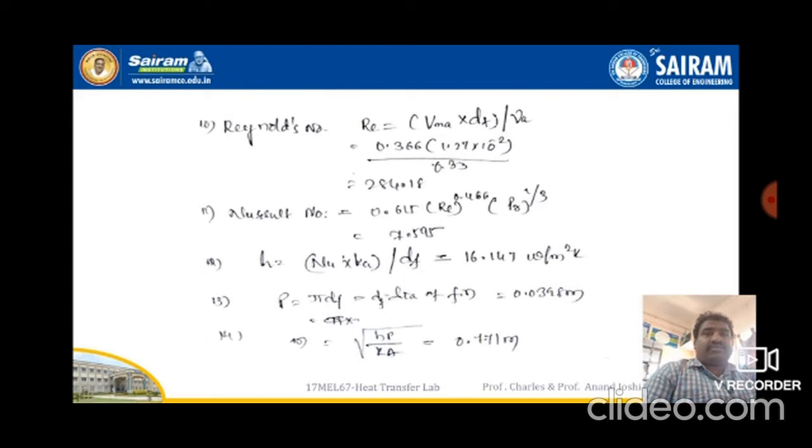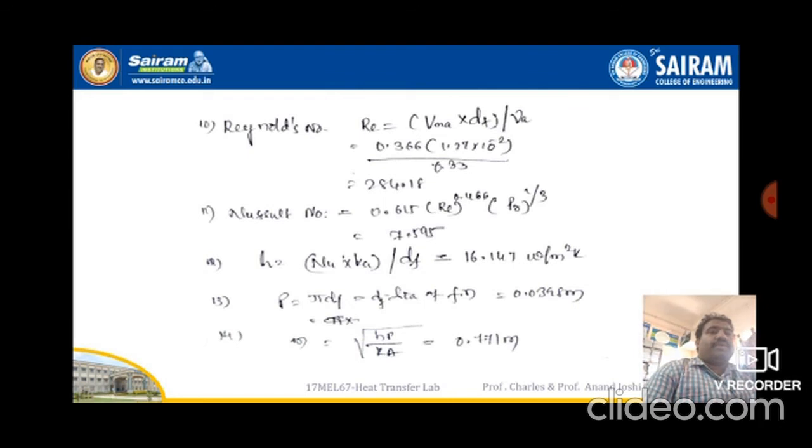And heat transfer coefficient is nothing but Nusselt number and thermal conductivity divided by df. You will get 16.147 watt per meter square Kelvin. So this is the heat transfer coefficient. Then we are going to find out m. In the equation it is required.